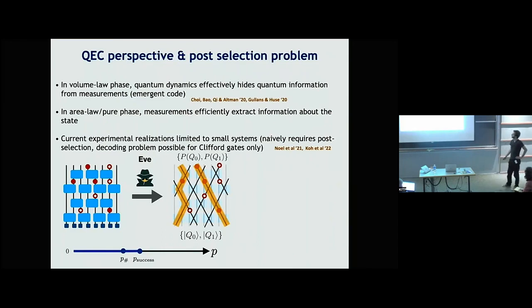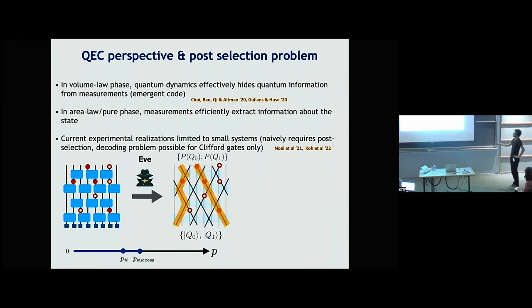Okay. So in this volume law phase, so at weak measurement rates, the way you can understand that this phase exists is because the quantum dynamics is a very efficient encoder of quantum information. So you're effectively scrambling information and hiding it from the measurements. Okay, and so that's a way you can understand that this phase exists. And so in this phase, basically the measurement record is essentially random, so you're not learning about the state.